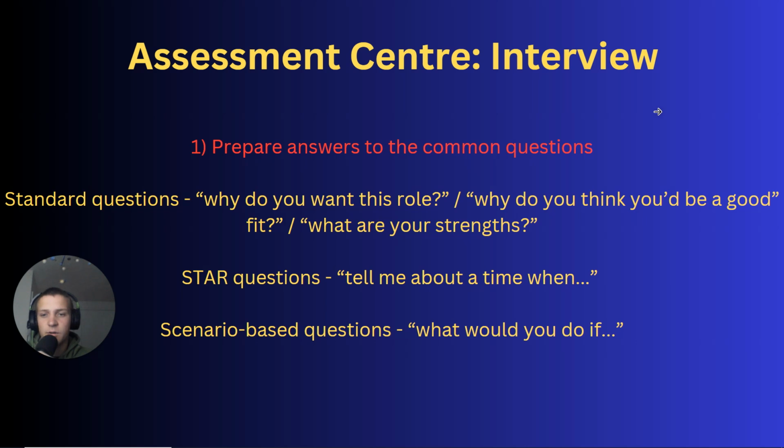The next type is STAR questions, and these are questions which start with the phrase, "Tell me about a time when." You have to answer with a scenario that you've been through in your life. So the question might be, "Tell me about a time when you worked as a team." You're then going to have to talk about that scenario where you worked as a team. The reason it's called STAR is because you need to answer it in a specific way: situation, task, action, result. It's really important that you use this structure when you're going through your answer.